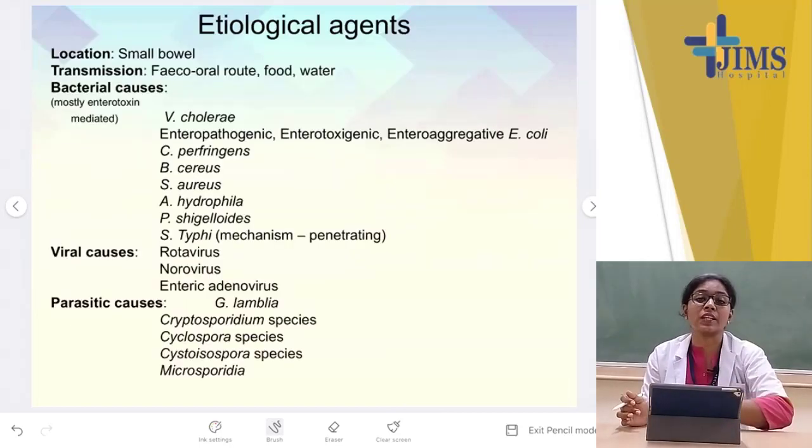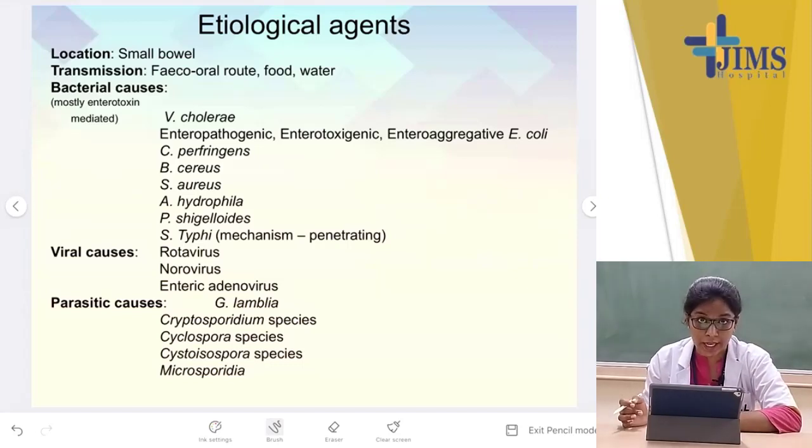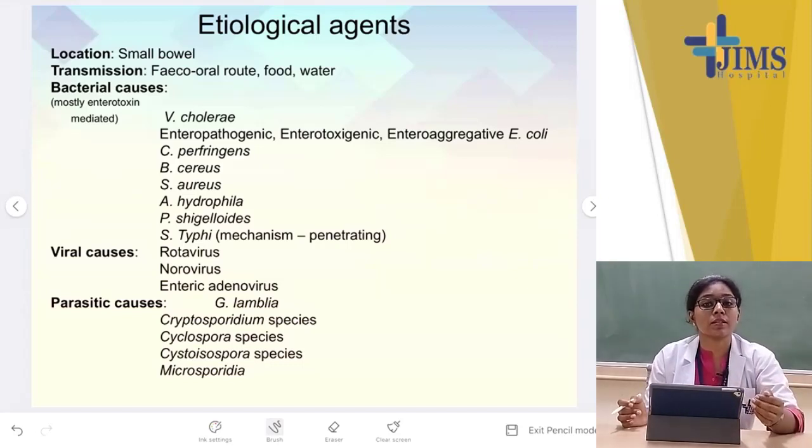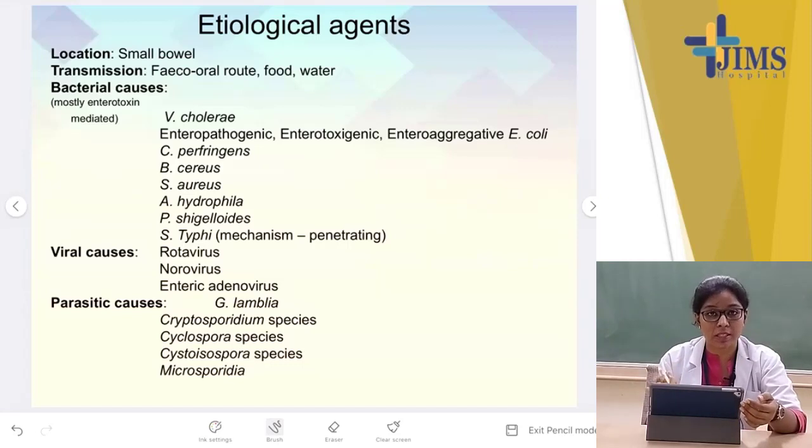Now, what are the etiological agents by which it can be caused? Firstly, it's the inflammation of the small bowel. For bacillary dysentery, I talked about it's the distal ileum and colon. This one, watery diarrhea, involves the entire small bowel, and the transmission is the same, fecal-oral route and contaminated food and water.